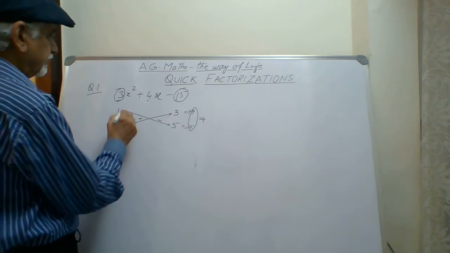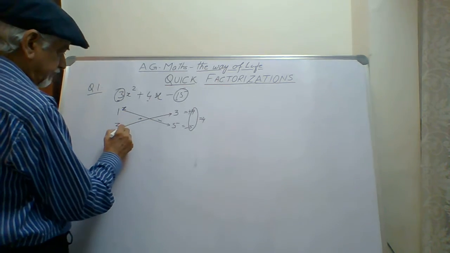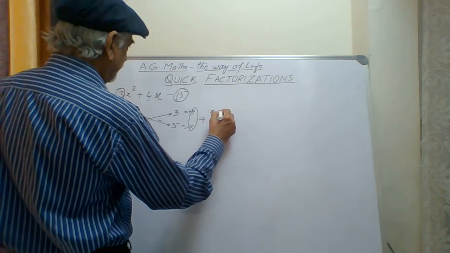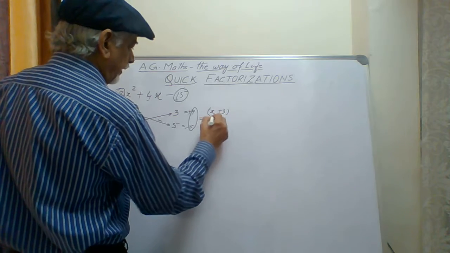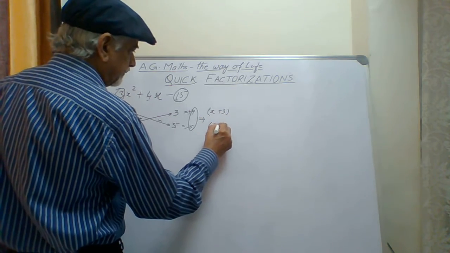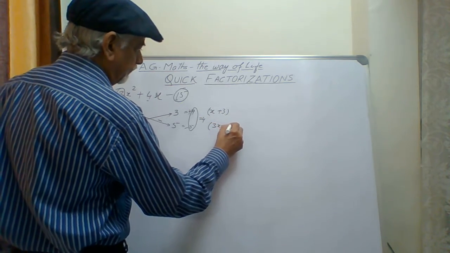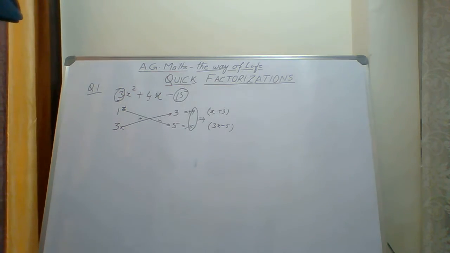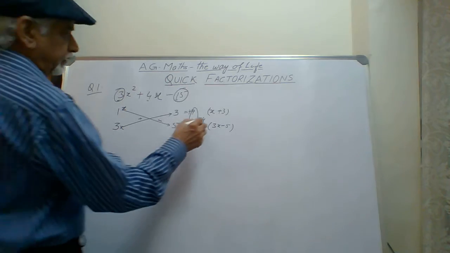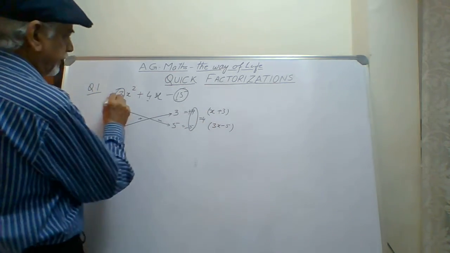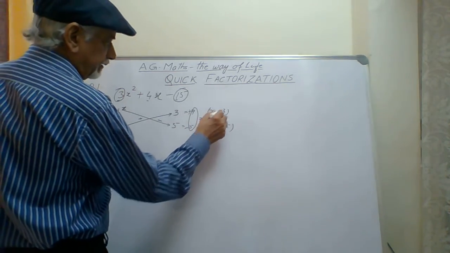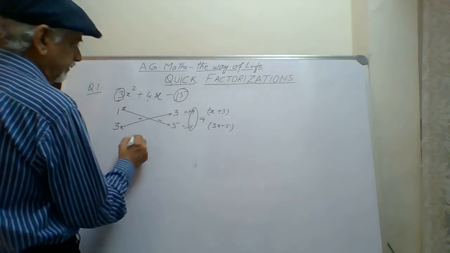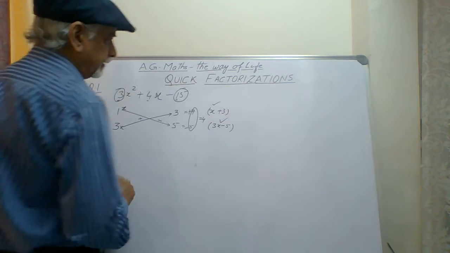So what are the factors? Remember, here is an x. So it is x plus 3 and this is 3x minus 5. Is it right? If I write like that, see, 3x into x is 3x square, 3 into 3 is 9, minus 5x and minus 15. So here are the factors. This and this are the factors.